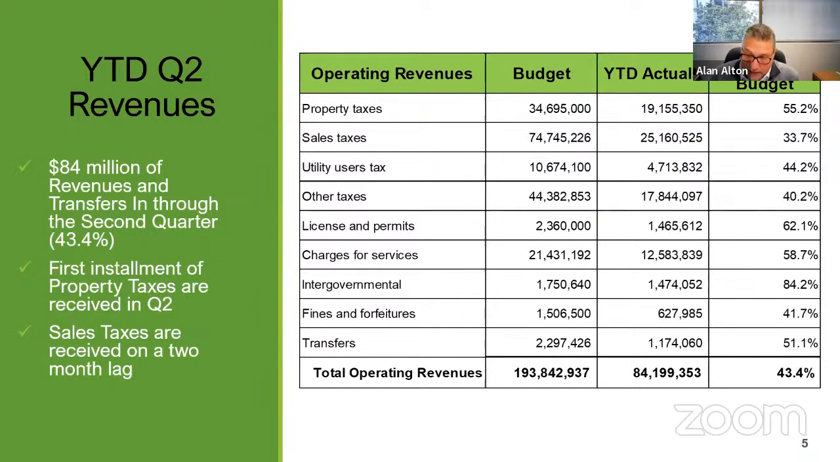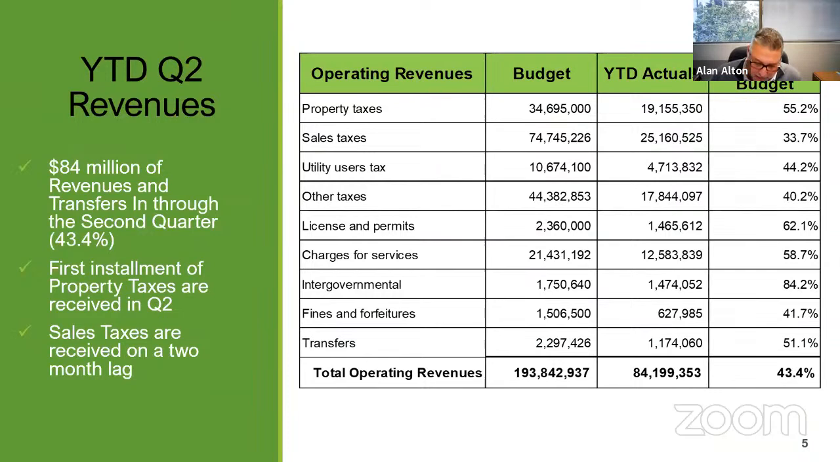So in going down the list, property tax, we receive 2 installments of those, one in December and one in April. We're usually right around 55% of that revenue coming in at this time. So that's where we want to be. With sales tax, as I mentioned, it's a 2-month lag. So from a year-to-date standpoint, we've only received 4 months.